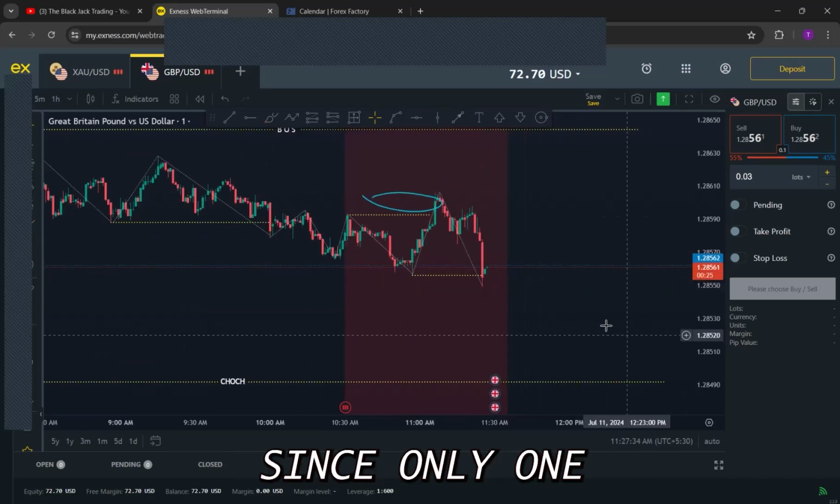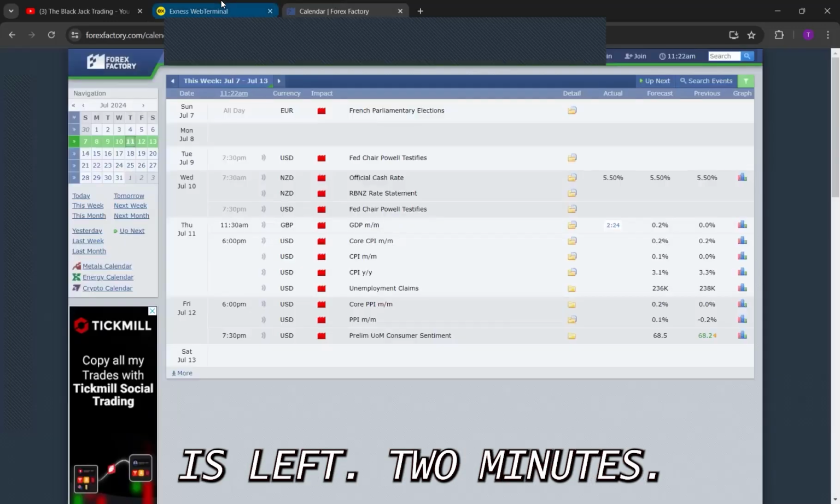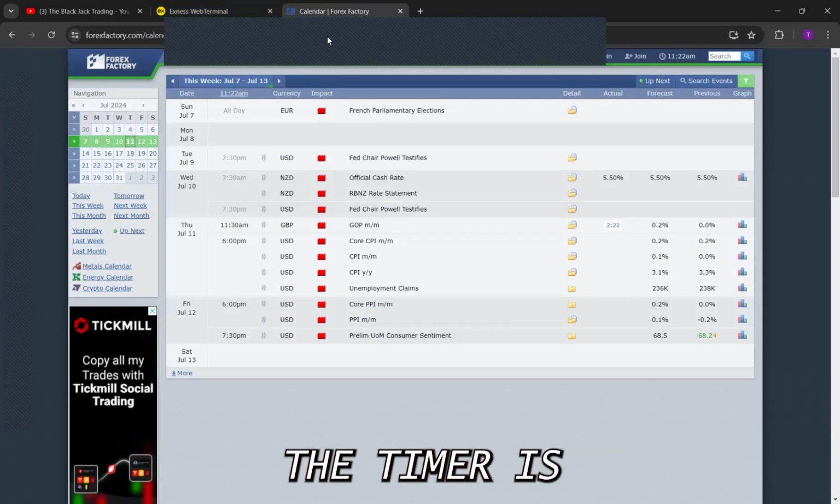Okay, now since only 1 minute is left, let's see how much time is left. 2 and a half minutes are left. As you can see, the timer is running over here.